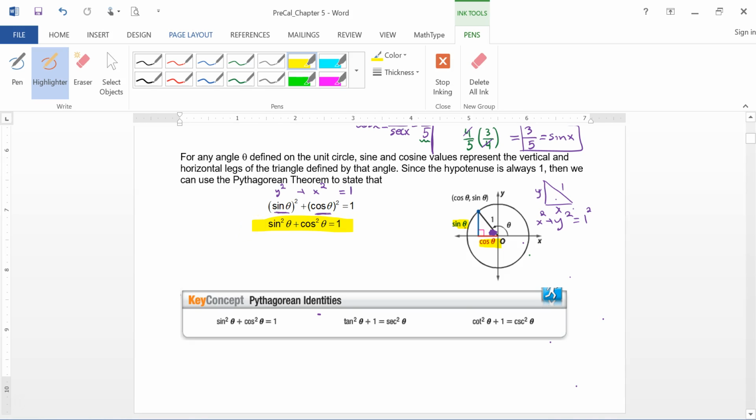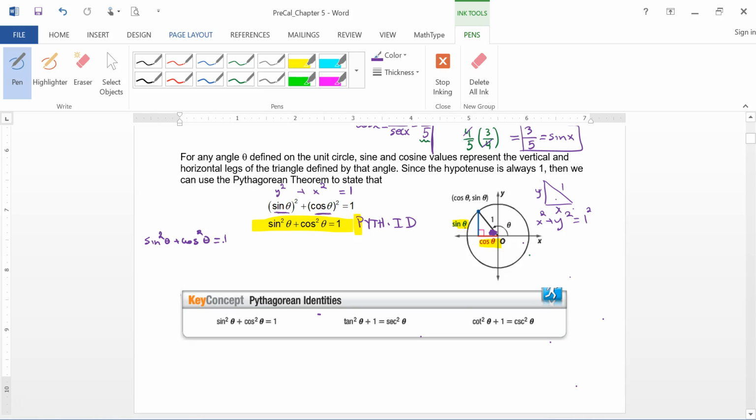This is called the Pythagorean identity. How important is this? It can't get more important than this. This is the Pythagorean identity. Now, you have to memorize this. You have to. Okay? Now, if you take sine squared theta plus cosine squared theta equals 1, okay?